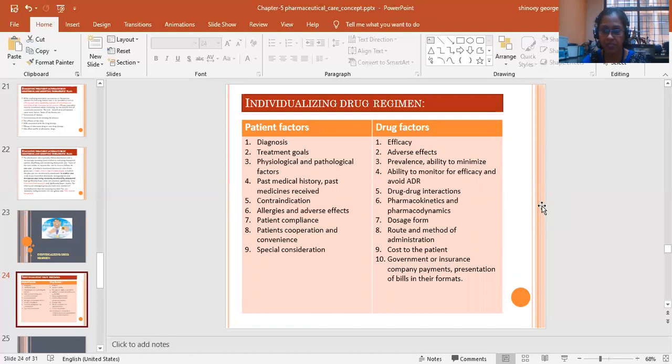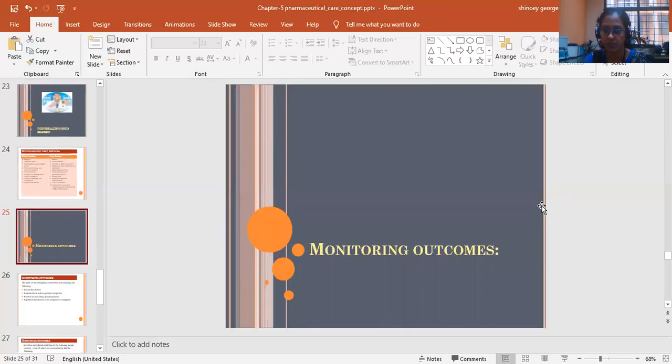Drug related factors while individualizing the regimen: we have to see the efficacy of the drug, adverse effect of the drug, ability to minimize the particular disease condition, how the drug can lead to fewer ADRs, drug-drug interaction, what is the pharmacokinetic parameter of the drug, pharmacodynamic parameter of the drug, what are the routes in which the drug can be administered, what is the total cost which the patient has to spend for purchasing or usage of this particular drug, any kind of insurance payment available for this particular drug. Like that, based on these almost 19 parameters, we have to individualize the drug regimen.